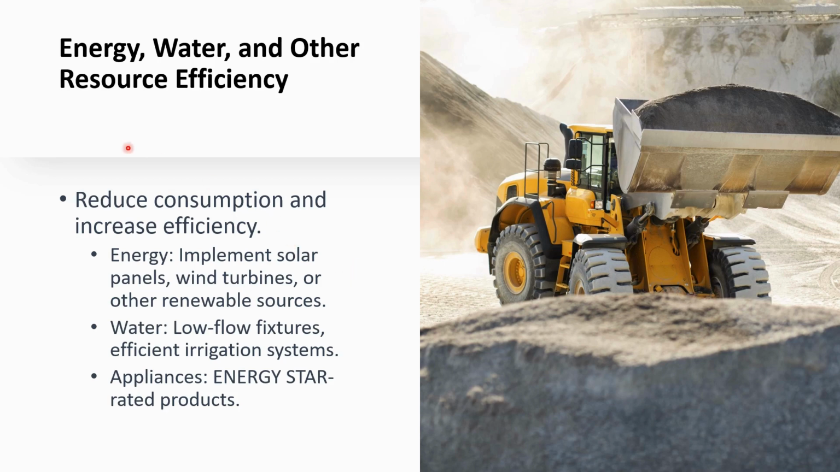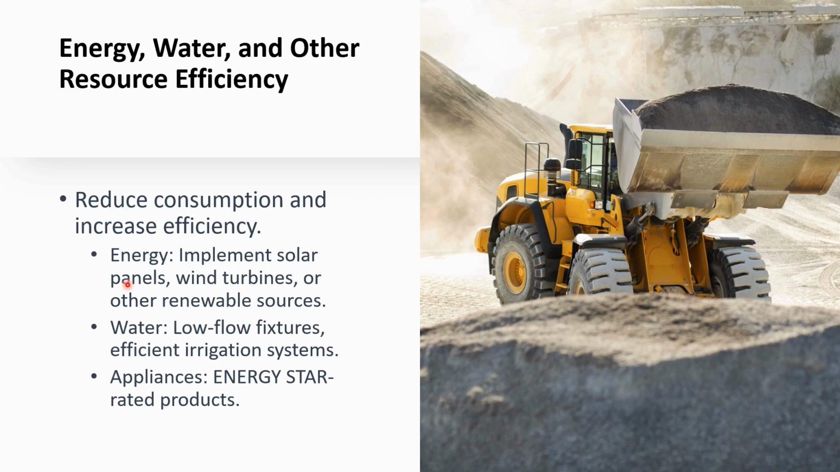Maybe in terms of energy, we can implement solar panels, wind turbines, or other renewable sources. To reduce water usage, we can apply low flow fixtures and use efficient irrigation systems. And to reduce energy consumption, we can use Energy Star rated appliances that can help us in reducing electricity usage.